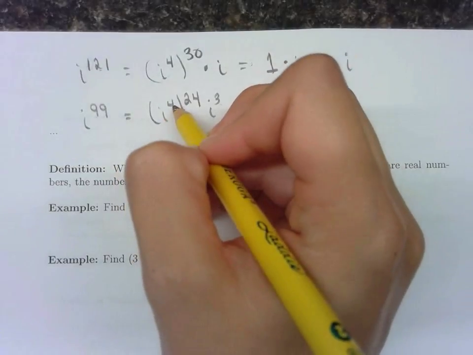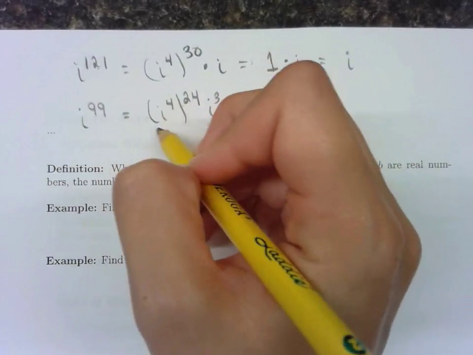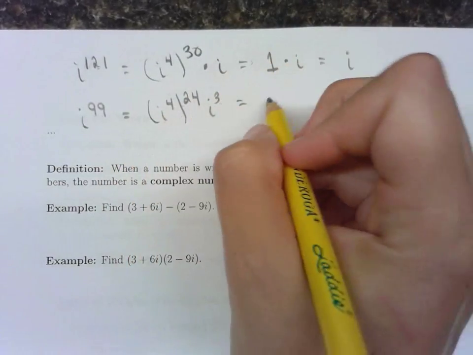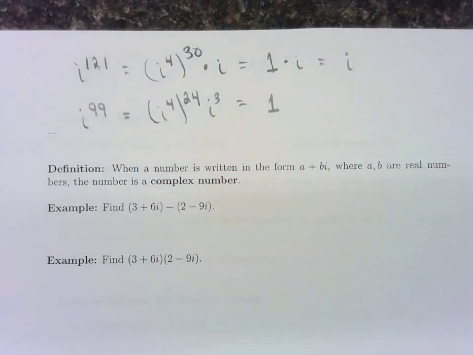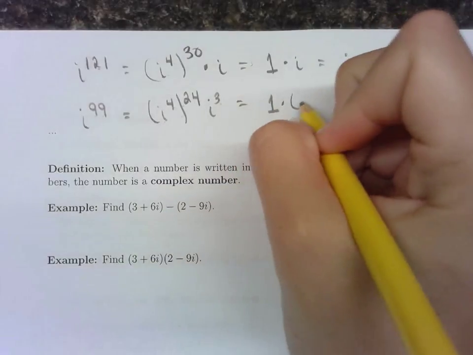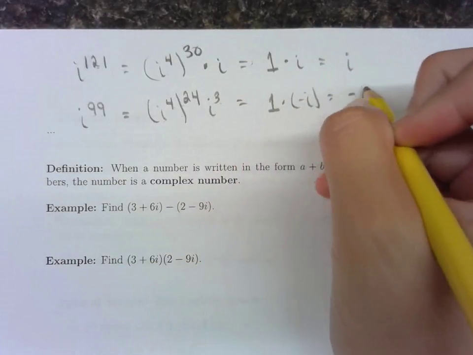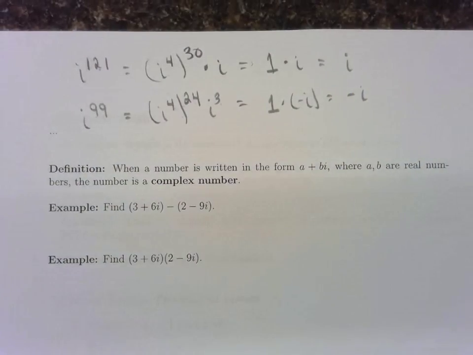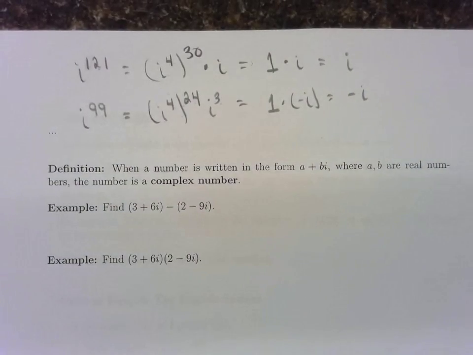Okay, i to the 4th to the 24th. So this is 1 to the 24th, which is 1. And then i cubed, if you look back, which you guys probably should have memorized, is negative i. So this would be negative i here. I've seen these on most of the SATs I've seen, at least one of these. So just make sure you understand those.